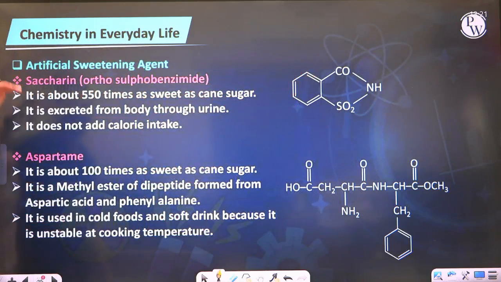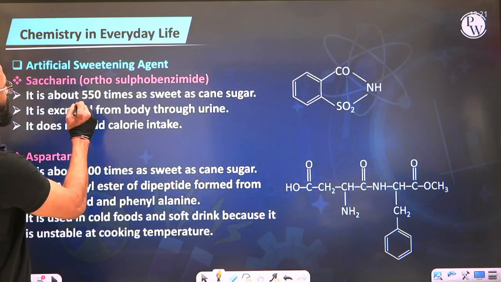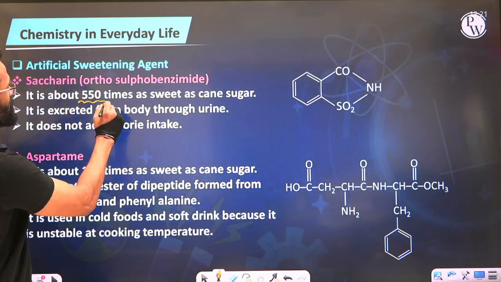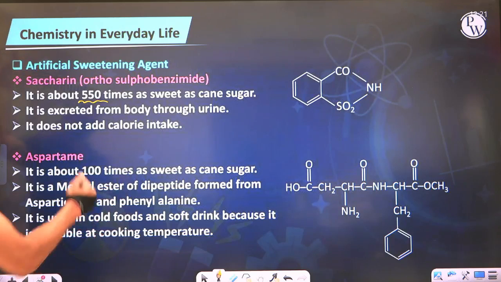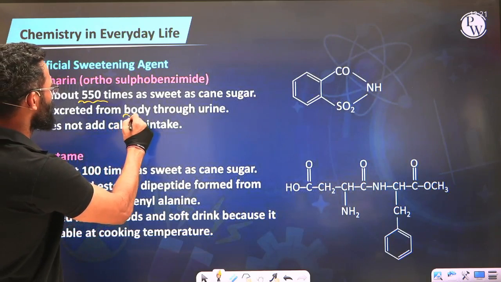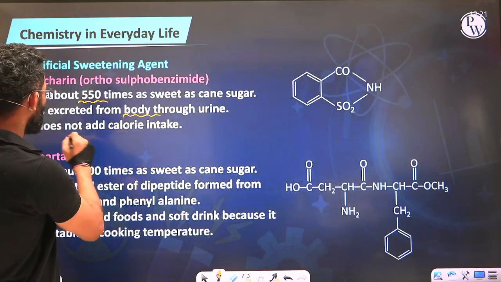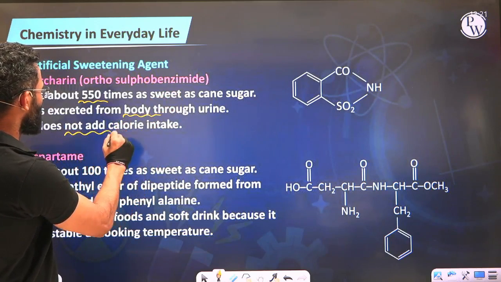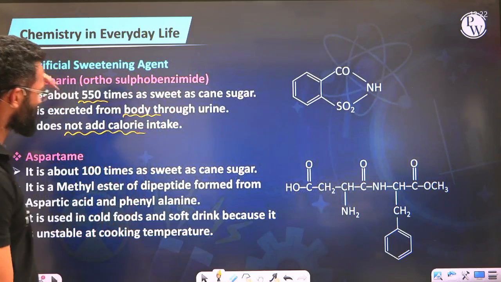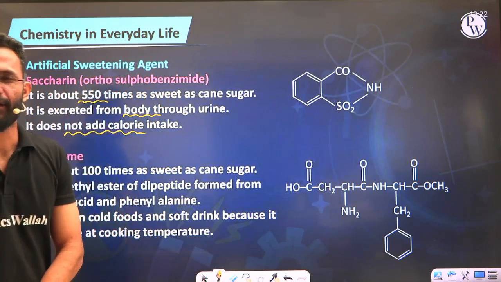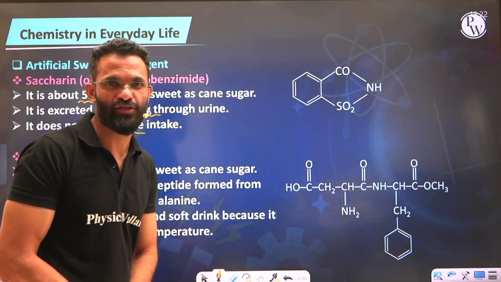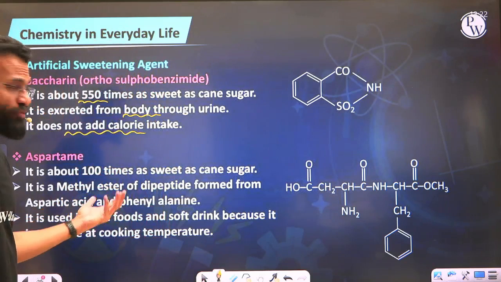Now this saccharin is found to be about 550 times sweeter than cane sugar. And like I said, since it is never digested in the body, it has to be excreted from the body through urine. It does not add any calories to our body, because of course it is never absorbed or digested. So that was all about saccharin, a very commonly used artificial sweetening agent. Just like that, we study three more.